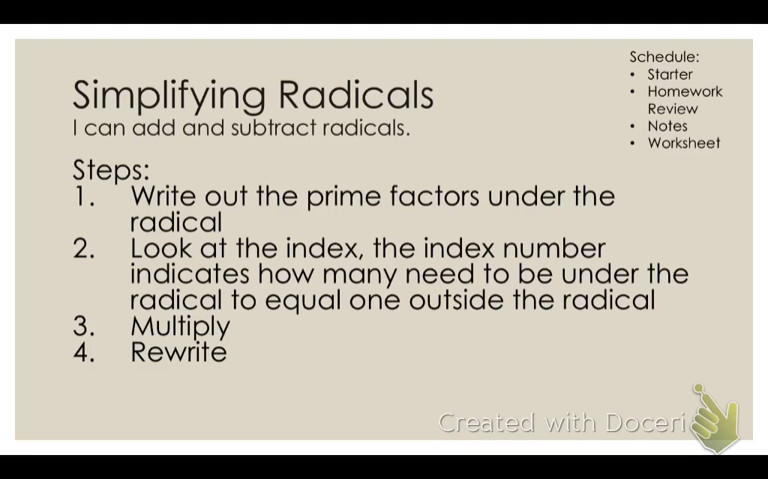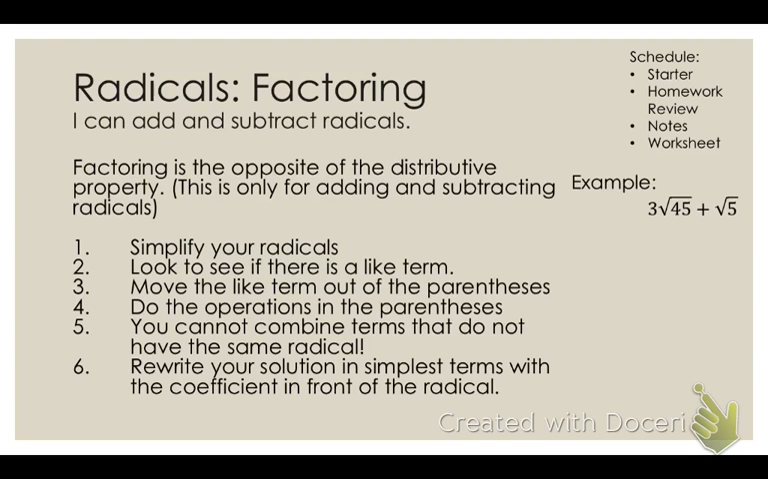So first we need to write out the prime factorizations under the radical symbol. We look at the index, and the index number tells us how many we need to be under the radical symbol to equal 1 of that number outside of the radical. We multiply and rewrite. That's how we simplify. So here's how we factor.